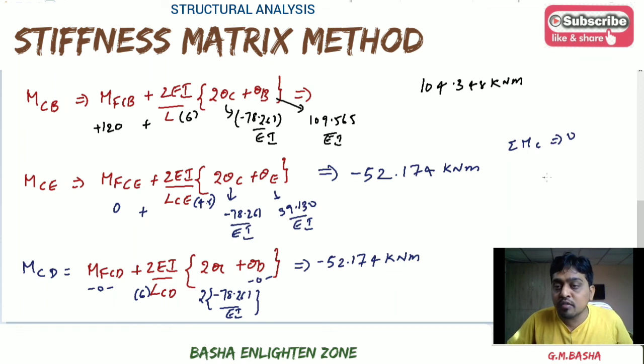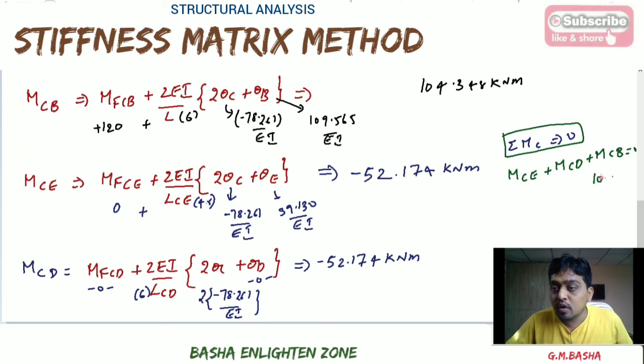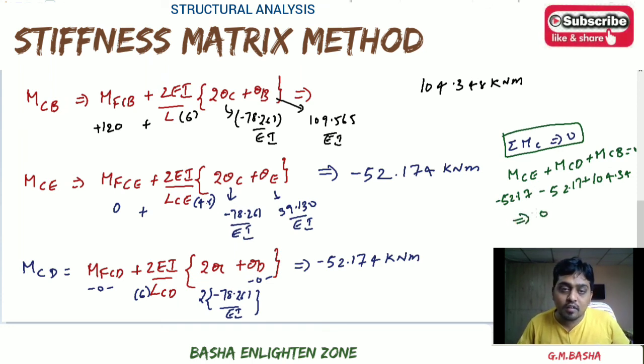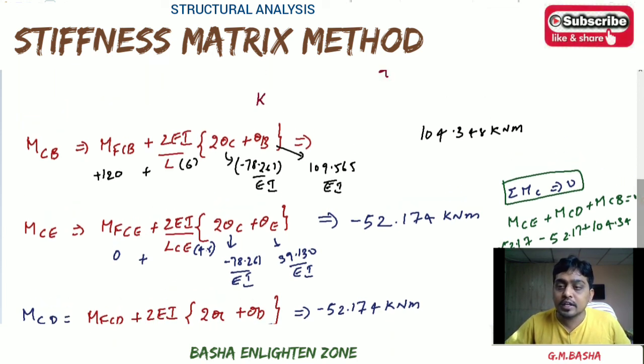Again, you see here the sum of the moments at joint C will be equal to 0. But what is the sum of the moments here? Final moment CB plus final moment CD plus final moment CE equals 0. So if you take down all the values, this one will be 104.34, this one will be minus 52.17 and this one will be minus 52.17. If you simplify, you will get these values as 0. So that is the procedure to check whether the value will be correct or not. In the same way, you can go for the next value.